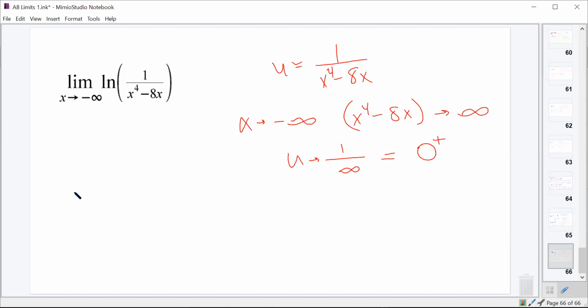So we would then say that this is the limit as u approaches 0 from the right of the natural log of u. And what happens to the natural log of u as we approach 0 from the right? It should go towards negative infinity. Good or no?